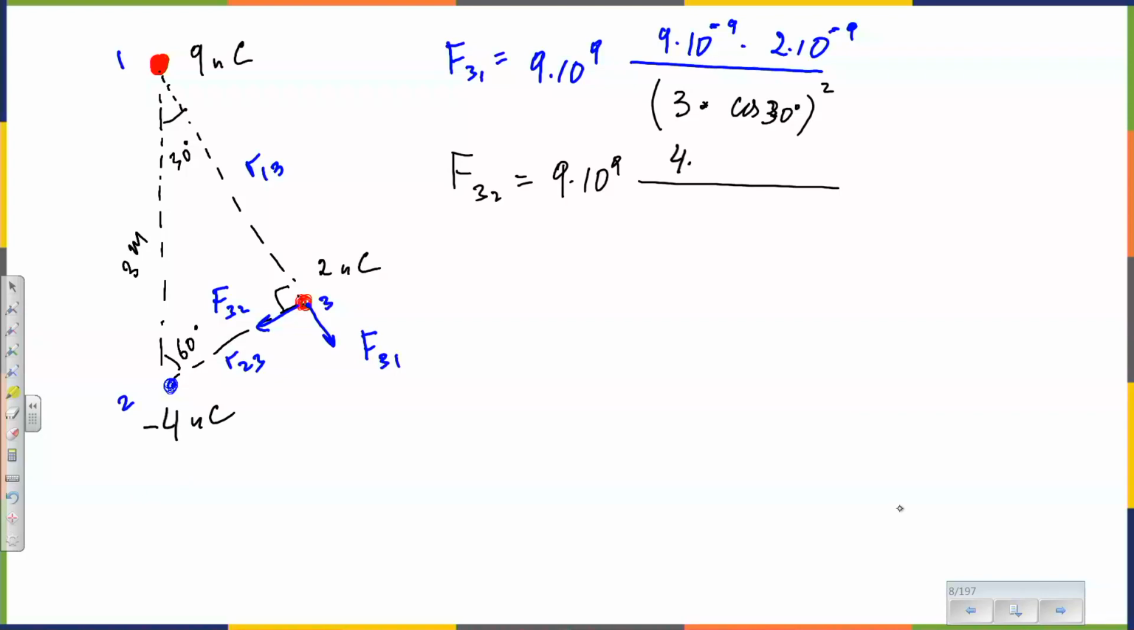So 4 times 10 to the negative 9th, and it has to be positive because we're calculating magnitude, times 2 times 10 to the negative 9th, over distance squared, the distance between the charges now, so the side opposite to the angle: hypotenuse, 3 times sine of 30 degrees. Someone can tell me numbers.